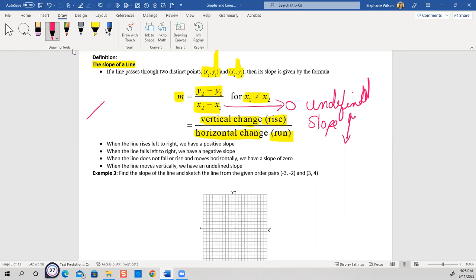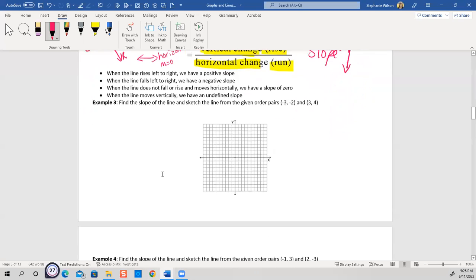However, if the line rises left to right, we're going to have a positive slope. If the line decreases left to right, we're going to have a negative slope. If the line is horizontal, that means my y values here equal 0. Then I have a horizontal slope. The slope is 0. Okay.